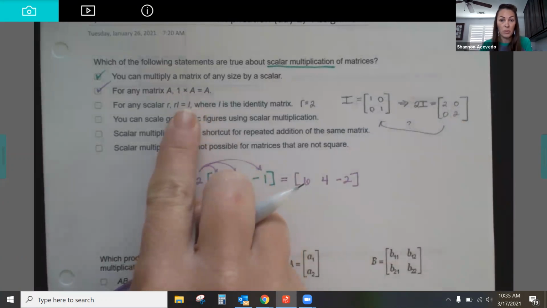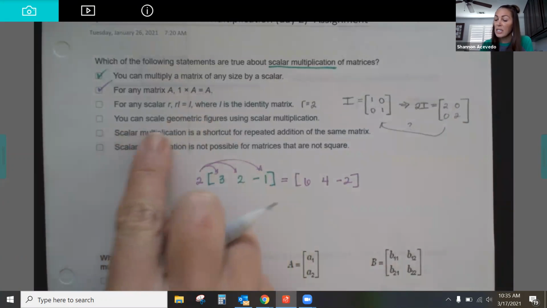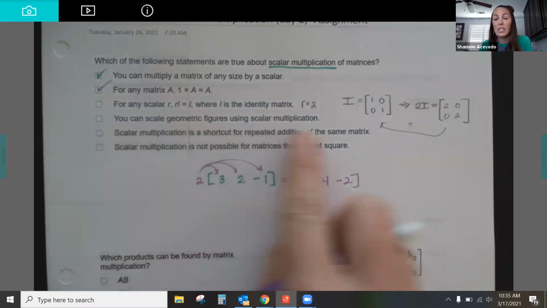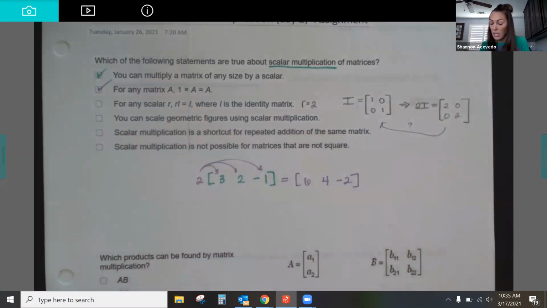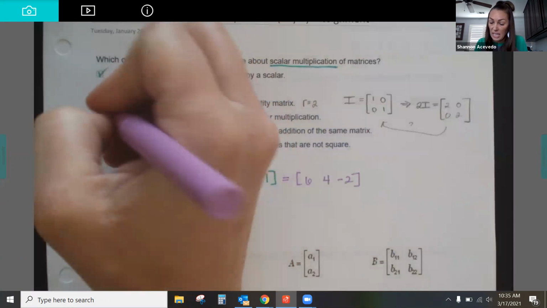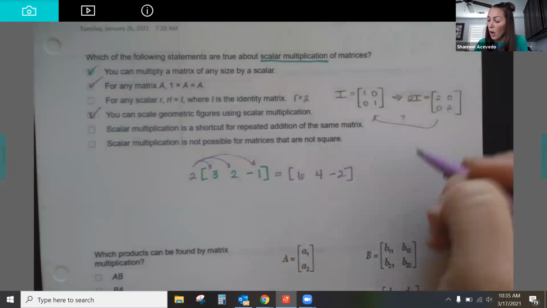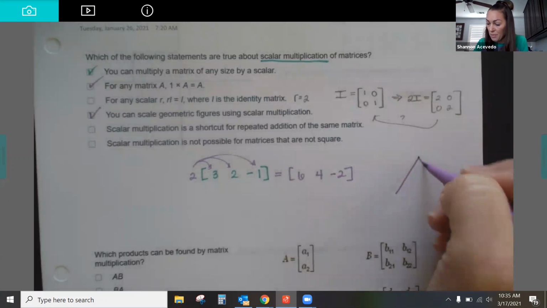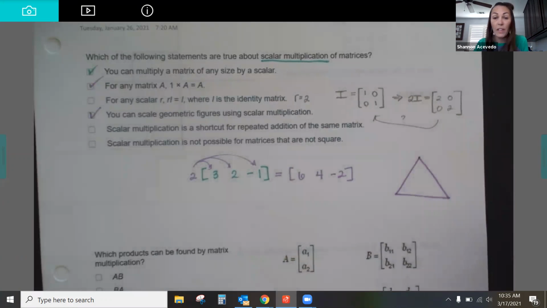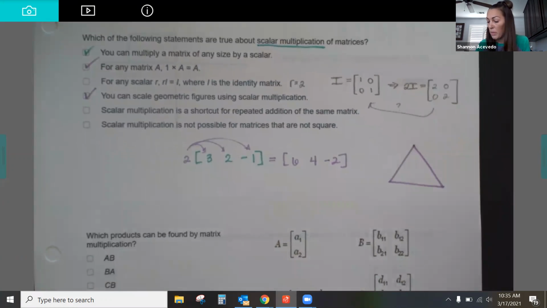Next: you can scale geometric figures using scalar multiplication. The answer to this is yes. What do I mean by that? Well, let's look here. Let's see if I have some triangle. That's a geometric figure, right? If I have a triangle, I have a geometric figure.